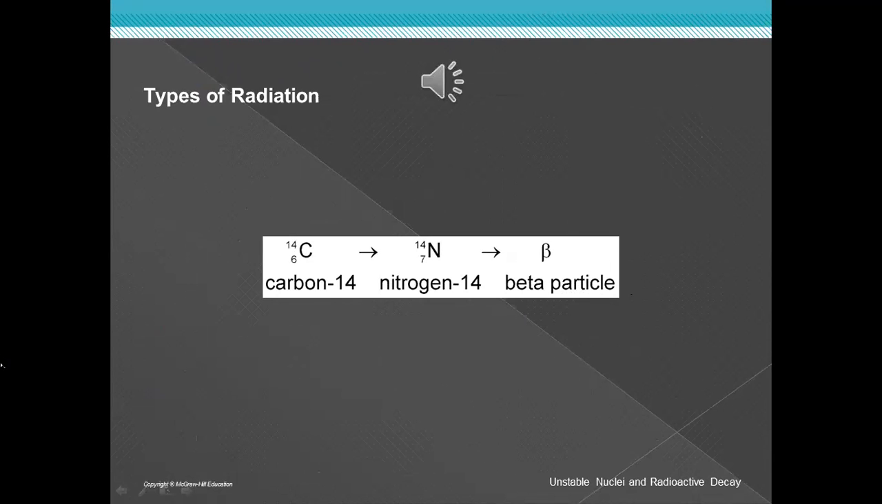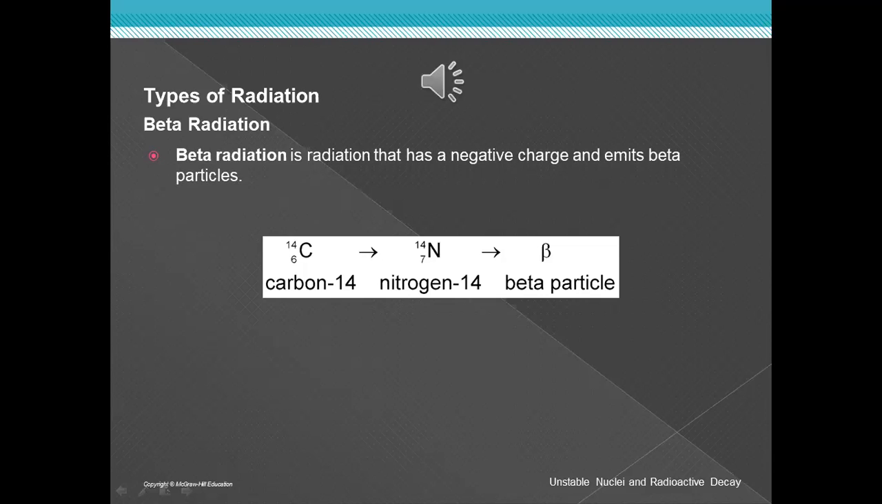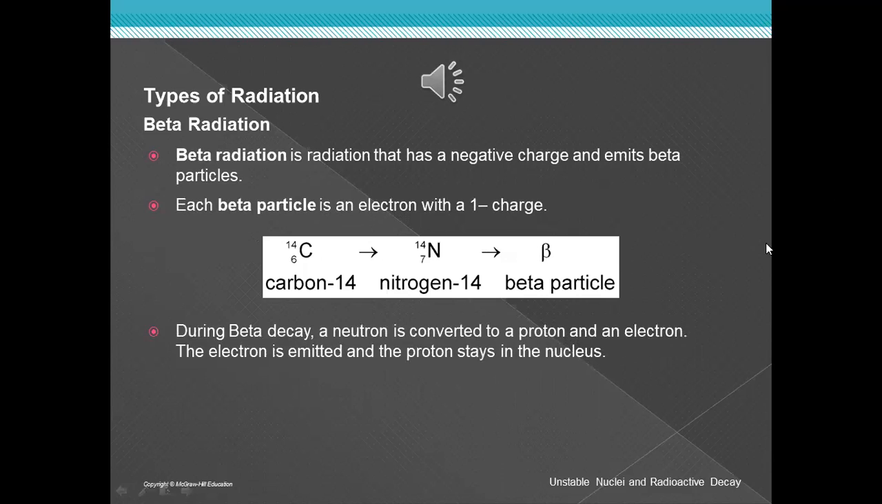Types of radiation. Beta radiation. Beta radiation is radiation that has a negative charge and emits beta particles. Each beta particle is an electron with a 1- charge. During beta decay, a neutron is converted to a proton and an electron. The electron is emitted and the proton stays in the nucleus.